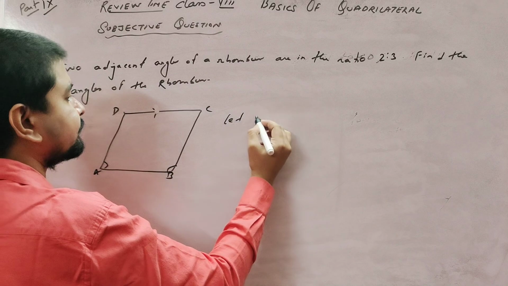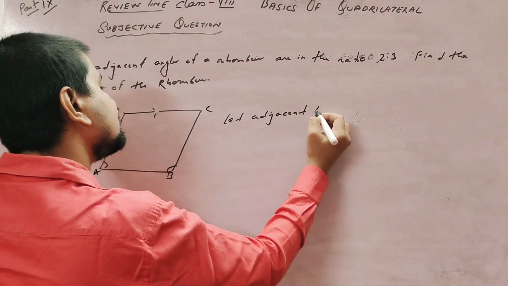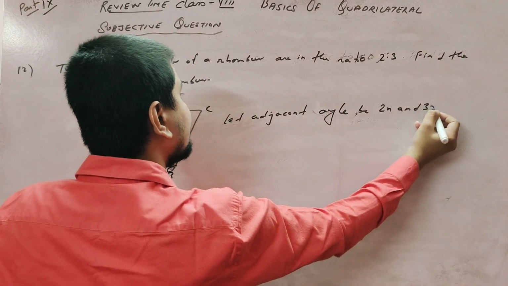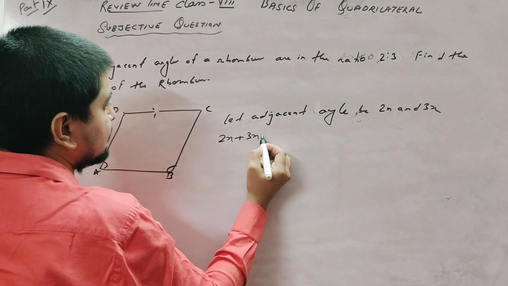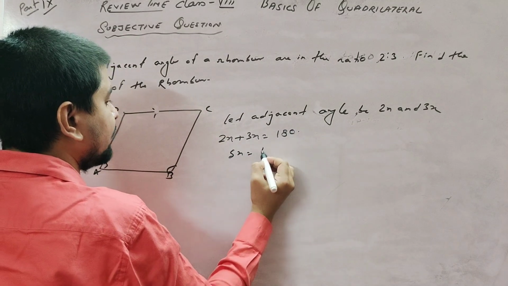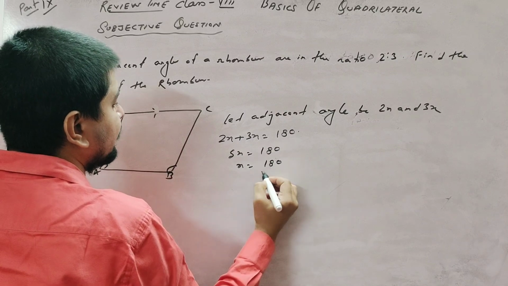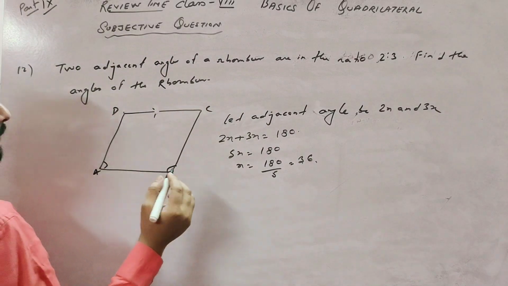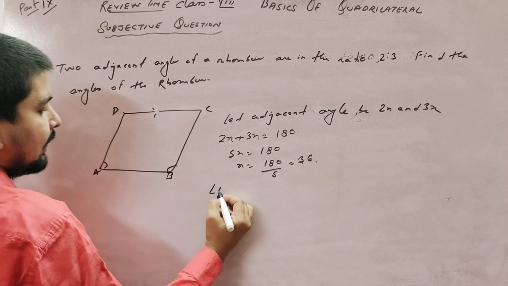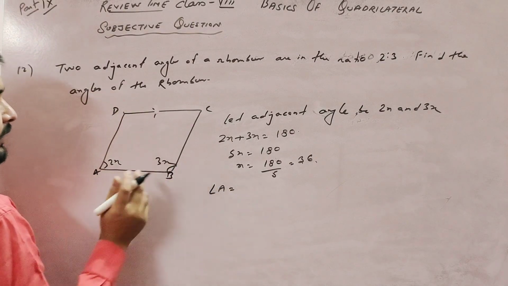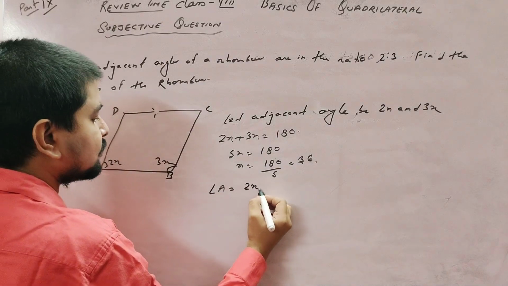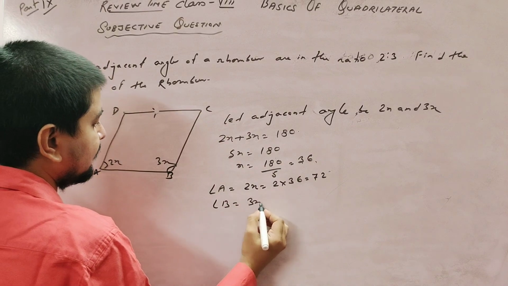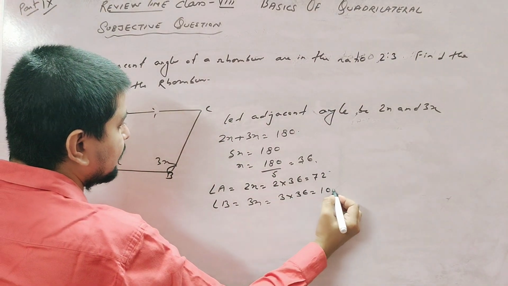So let the adjacent angles be 2x and 3x. So 2x plus 3x equals 180 degrees. So 5x equals 180 degrees. x equals 180 by 5, that is 36. So find the angles of the rhombus. Angle A is 2x and this one is 3x, adjacent angles. So 2x, that means 2 into 36 is 72 degrees. Angle B is 3x, that means 3 into 36 equals 108 degrees.